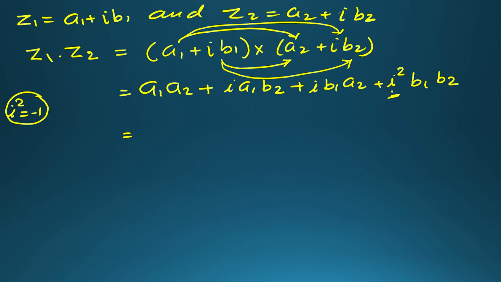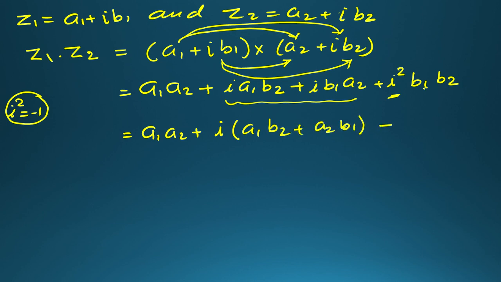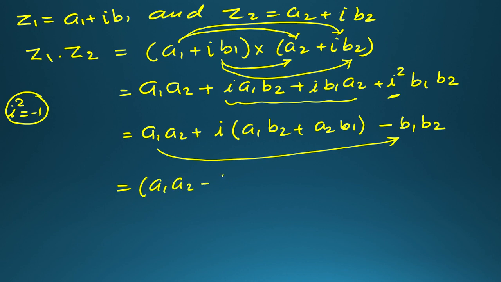Okay, so if you write here, I'll write one more line: a1 a2 plus... From these two terms we can take i common. So it will be a1 b2 plus a2 b1, minus, because i square is minus 1, b1 b2. Now you can see these are the two terms without i, so just write them together: a1 a2 minus b1 b2 plus i times (a1 b2 plus a2 b1).